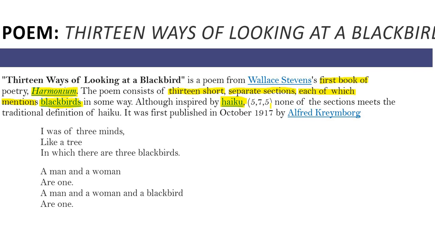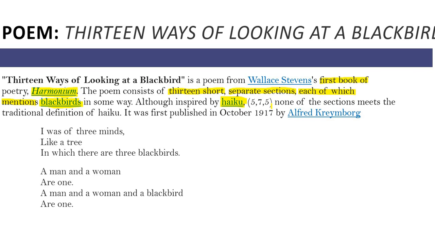The first line is written in 5 syllables, the second line in 7 syllables, and the last line in 5 syllables. So 575, 575. This is the structure of the haiku. Thirteen Ways of Looking at a Blackbird is written in haiku. But one thing, it is not written in the traditional form of the haiku, the old traditional form. It has some modernization.